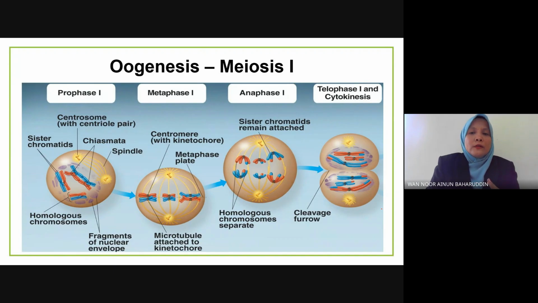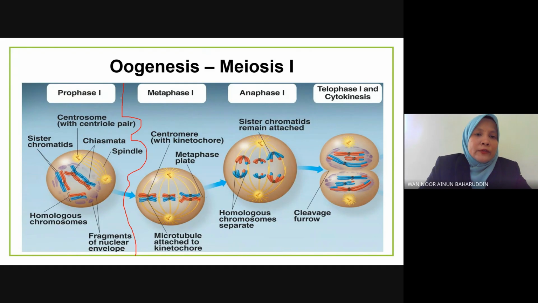So this is meiosis 1, an overview from prophase, metaphase, anaphase, and telophase. You should bear in mind that prophase 1 stops after the girl is born. It stops here, after they are given birth by the mother, so it only stops at prophase 1. It means they still have sister chromatids, spindle, and so on.